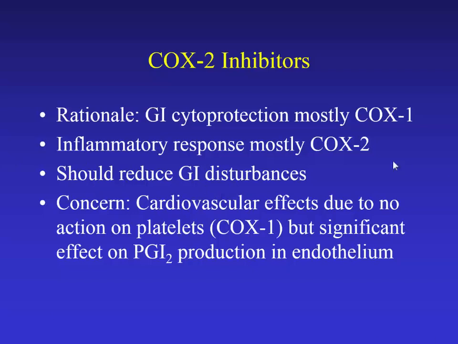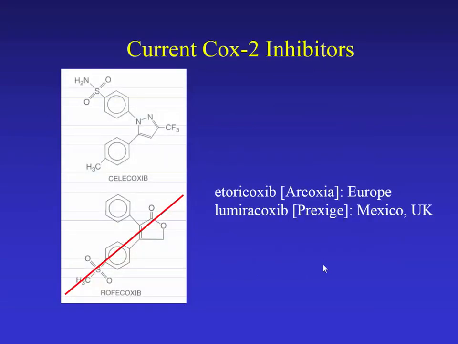However, very early on, there was a concern raised by many investigators that there would be cardiovascular effects that we needed to be aware of, because the action on platelets would not be manifest, and platelets make thromboxane mostly via COX-1, but there would be a significant effect of such a specific inhibitor on PGI2 production, prostacyclin production in the endothelium, because that's largely COX-2 mediated. So again, there have been several that have been on the market. The only one that's still on the market is celecoxib, sold by Merck.